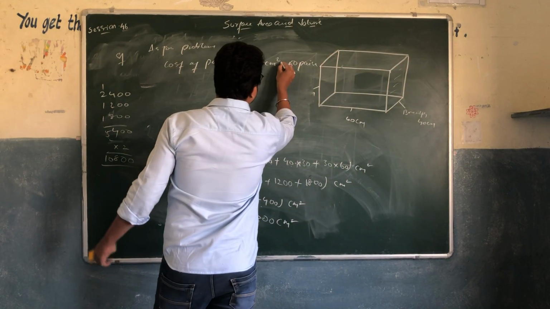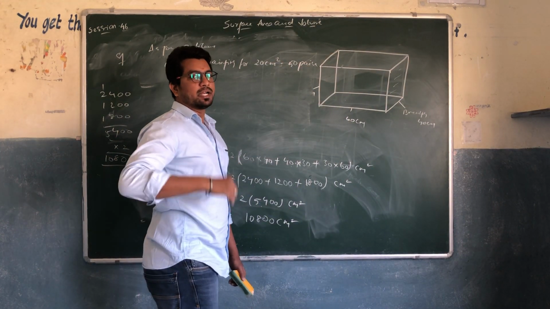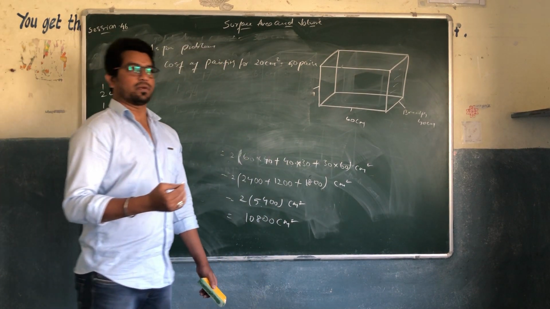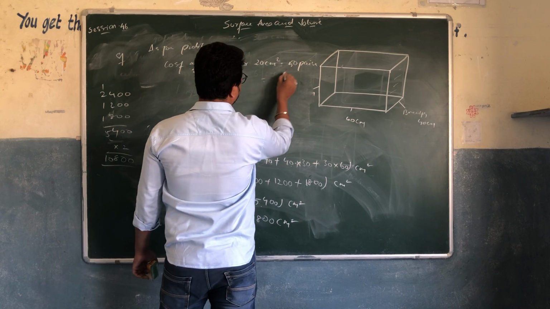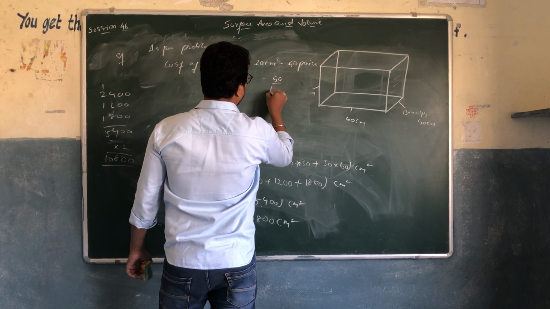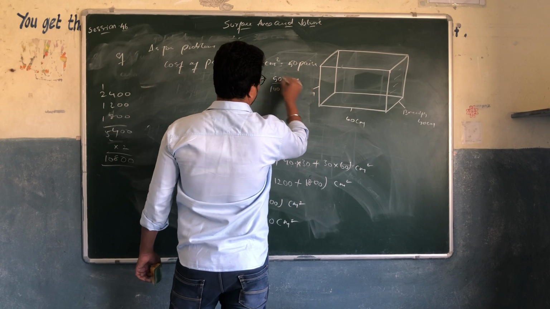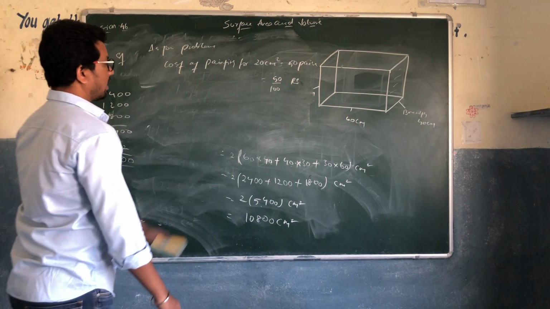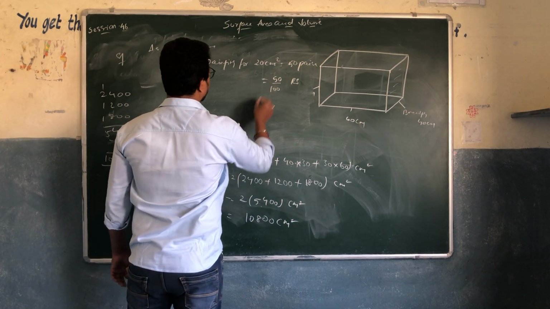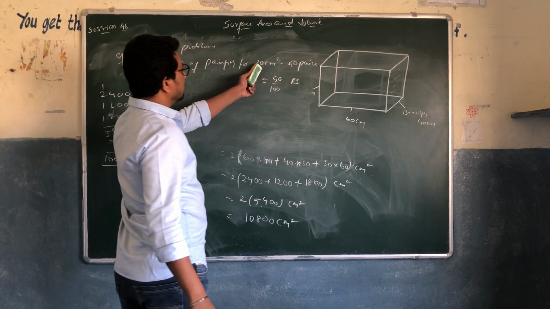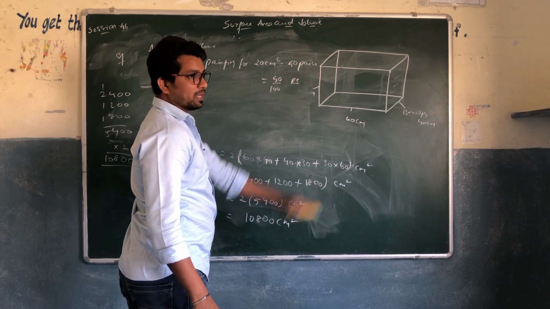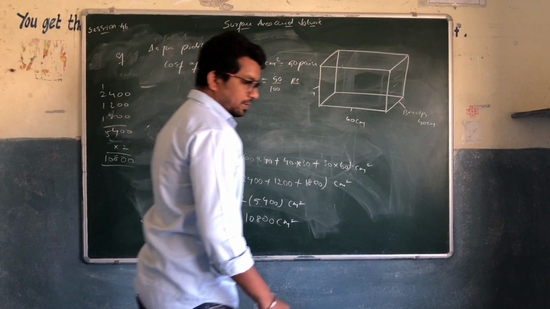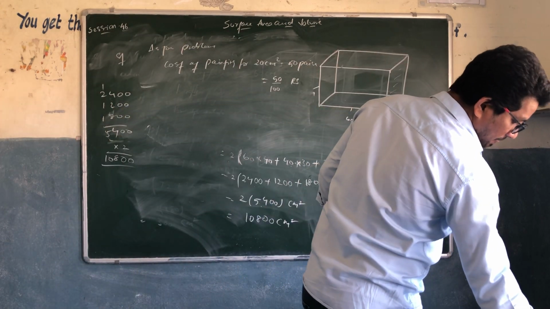Now as it is in paise, I am converting it into rupees. So how can we convert? By 100, right? So 50 paise can be written as 50 by 100 rupees. It should always be in rupees, so I have converted it into rupees. So for 20 centimeter square it is taking 50 by 100 rupees. So we need 10,800 centimeter square, right?